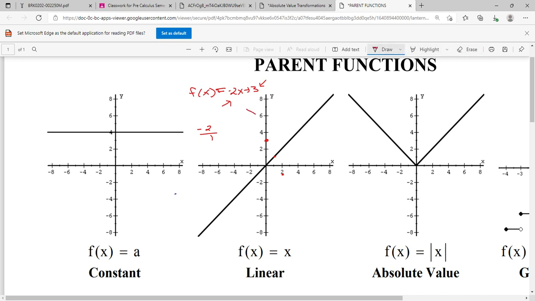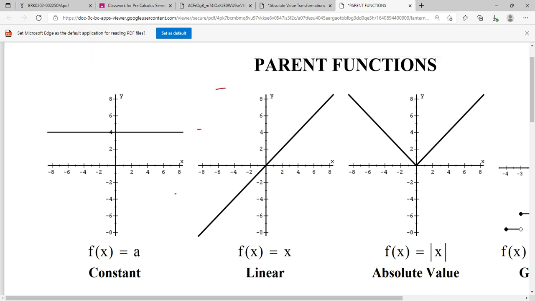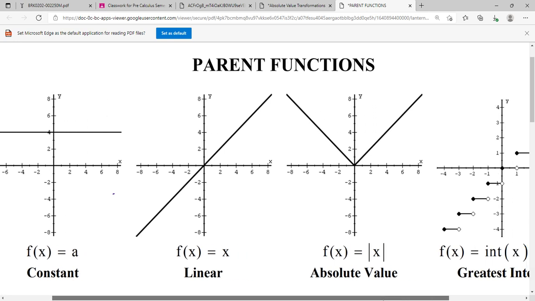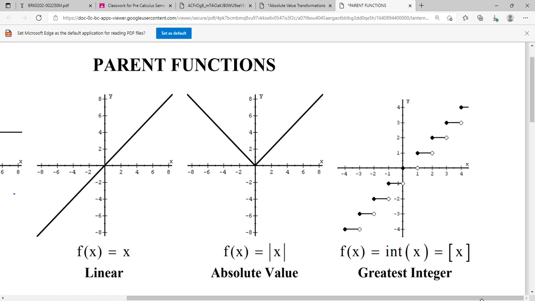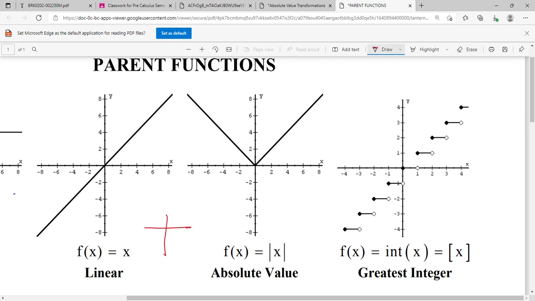And we have done this before. That's just the parent function for a linear equation. Alright, so now we're going to go over a new one, which is called an absolute value equation. And the parent function for an absolute value equation looks like that. It's f of x equals the absolute value of x. Alright, so if we made an x and a y chart for that, and remember, y is just f of x.